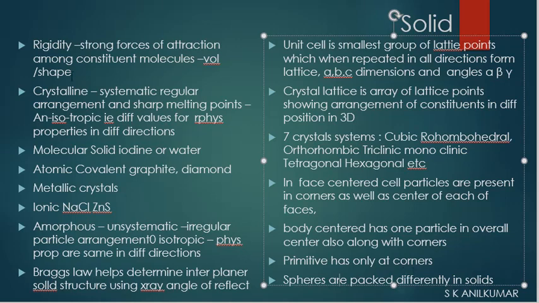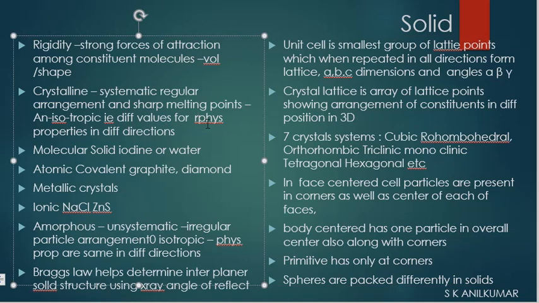Now, solids get their rigidity because of the strong forces of attraction among the constituent molecules. That is why they have a fixed volume and a fixed shape. They are crystalline because of the systematic, regular, repeated arrangement of the molecules, and they have a sharp melting point. Solids can mostly be melted into liquid or gas. They are anisotropic, meaning different values of physical properties in different directions. Why? Because they are crystalline, they have different properties.